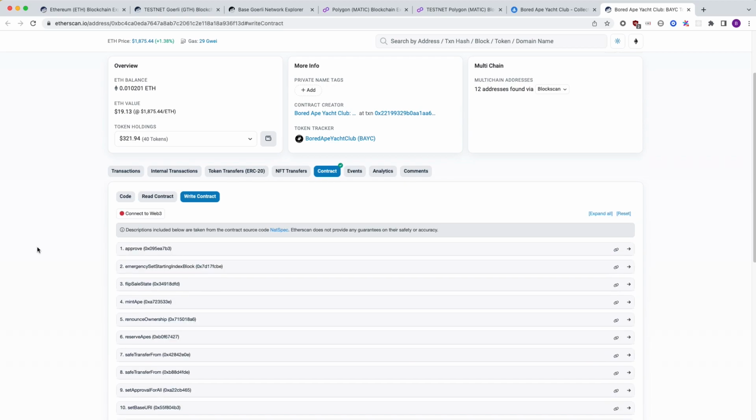So we can also write to the contract. We could click the Connect to Web3 button and attempt to interact with it, but since this is on mainnet, that would be expensive, and I don't have permission to do anything anyway, because I sadly do not own a Bored Ape. But what we can do is go to a different contract.